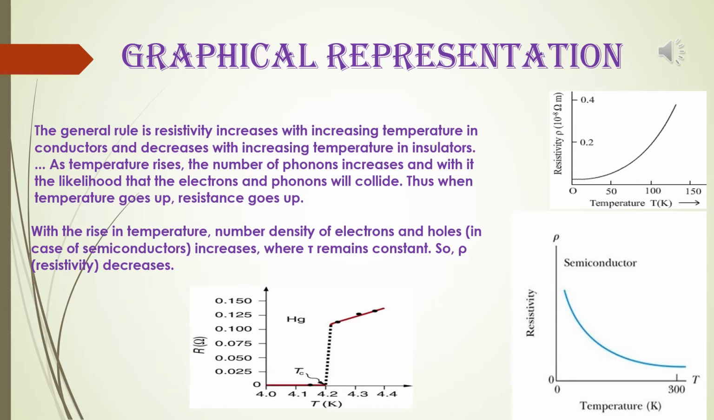As temperature rises, the number of phonons increases, and with it, the likelihood that the electrons and phonons will collide. Thus, when temperature goes up, resistance goes up. See the first diagram, it is going up. See the semiconductor diagram, it is going down. With the rise in temperature, the number density of electrons and holes increases where R remains constant, so rho decreases. And see the third diagram. This is the diagram of superconductors, where it is going below the level of temperature, that is absolute zero temperature.